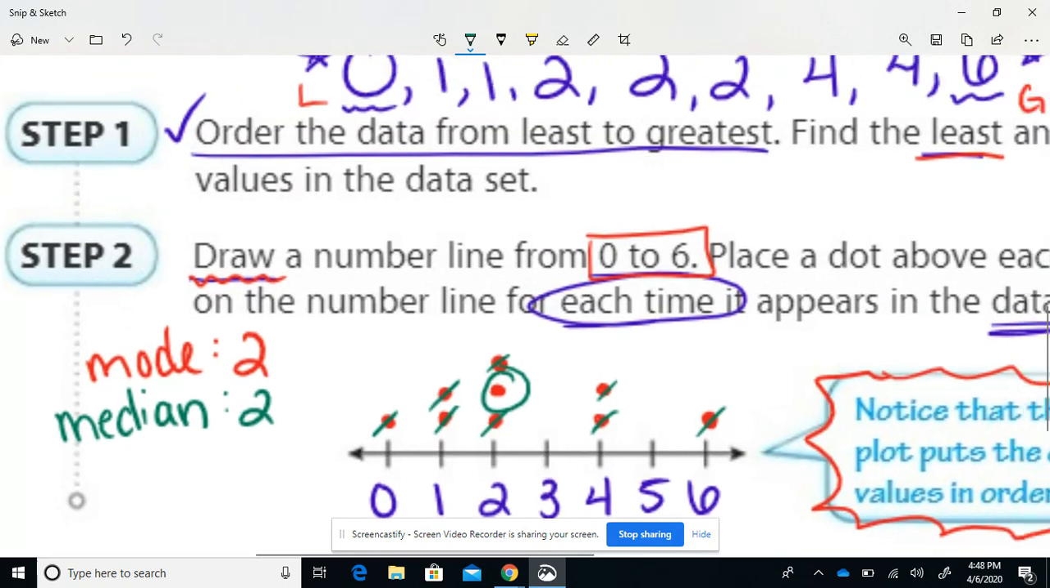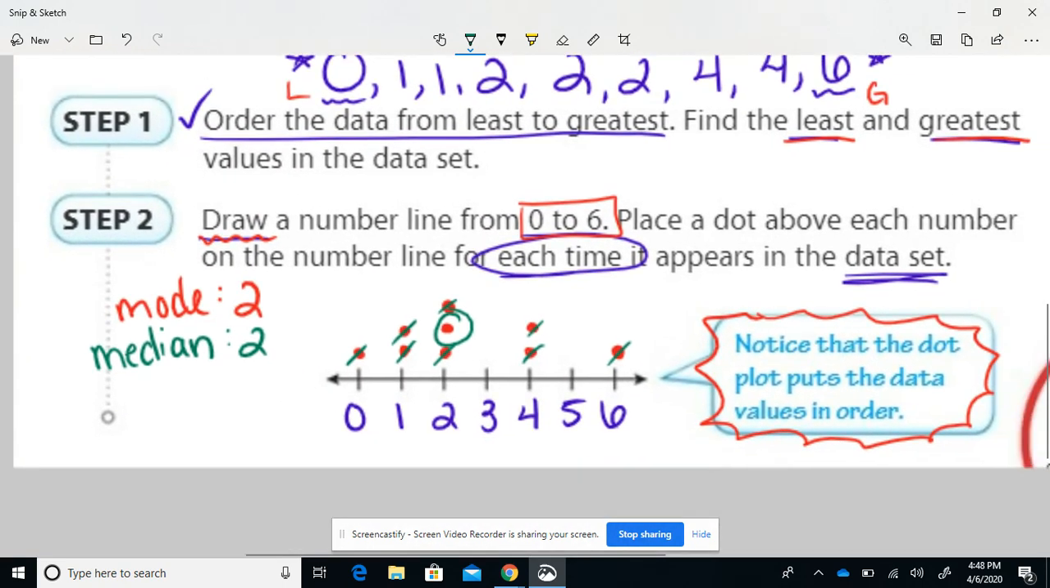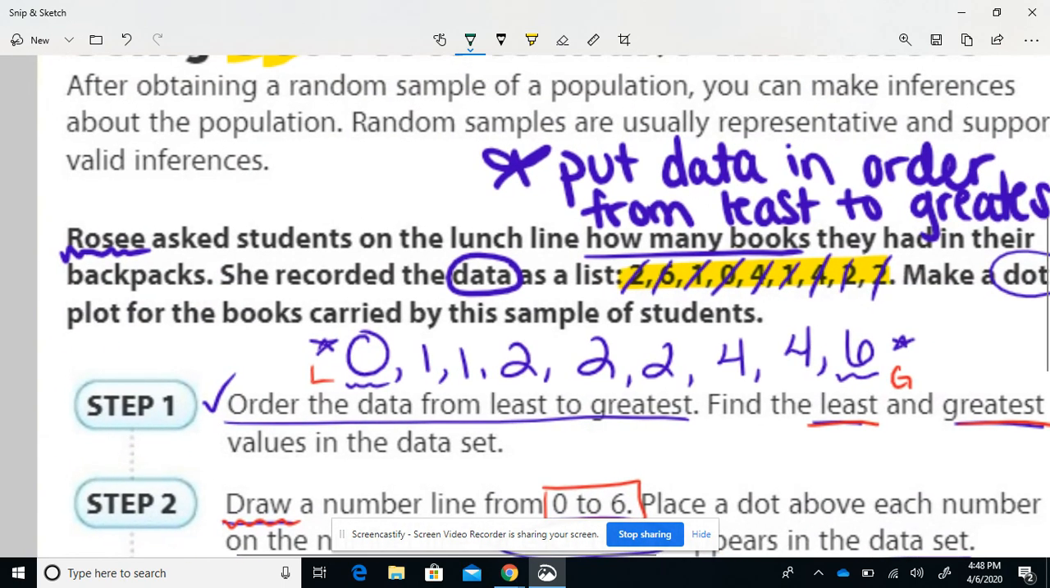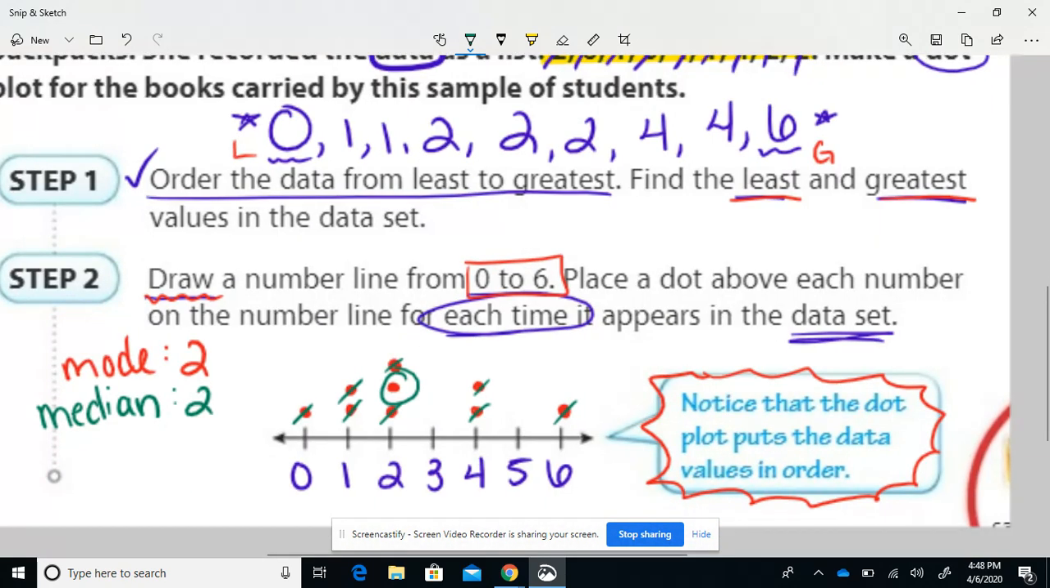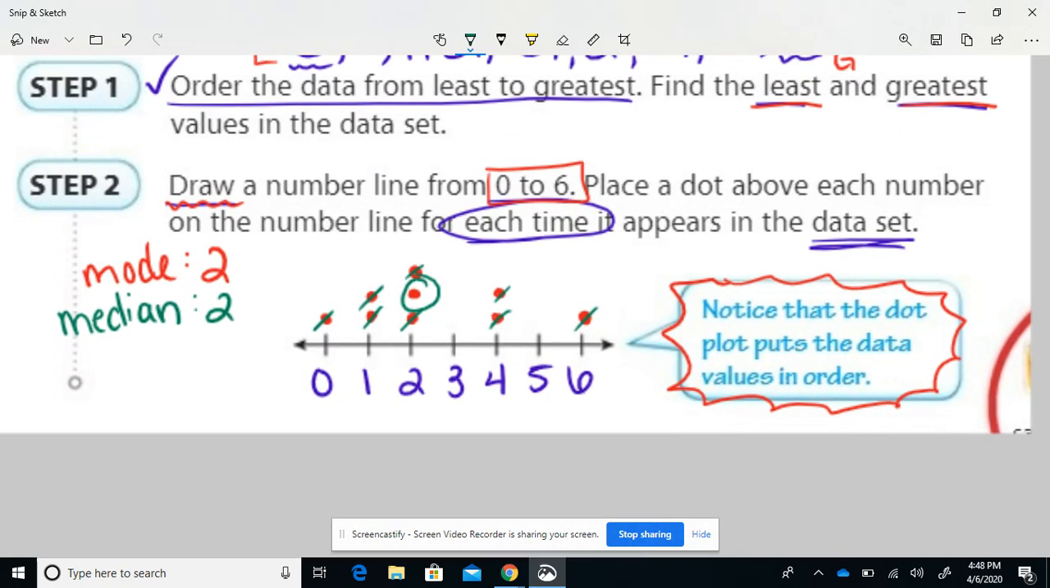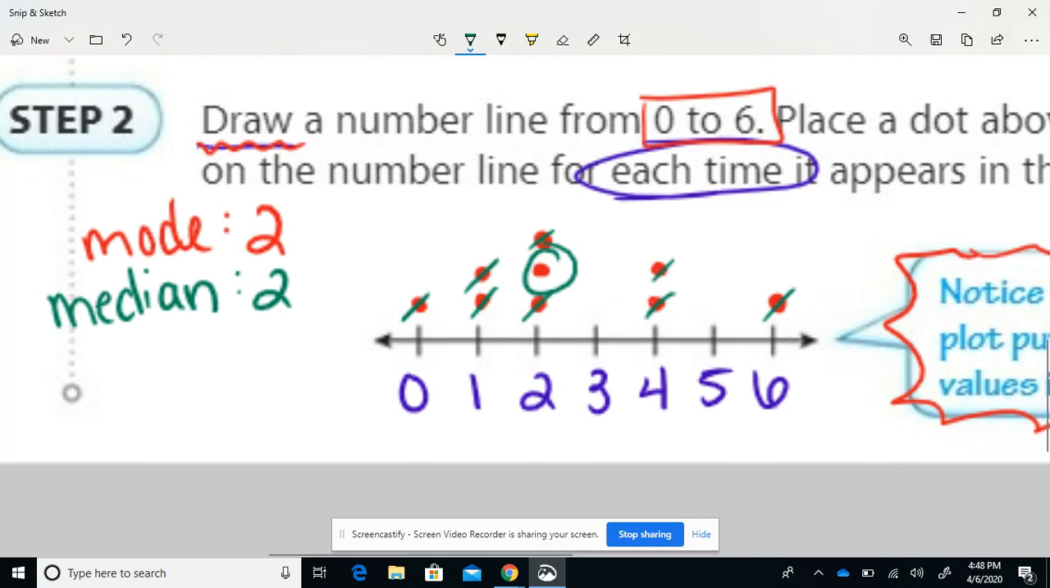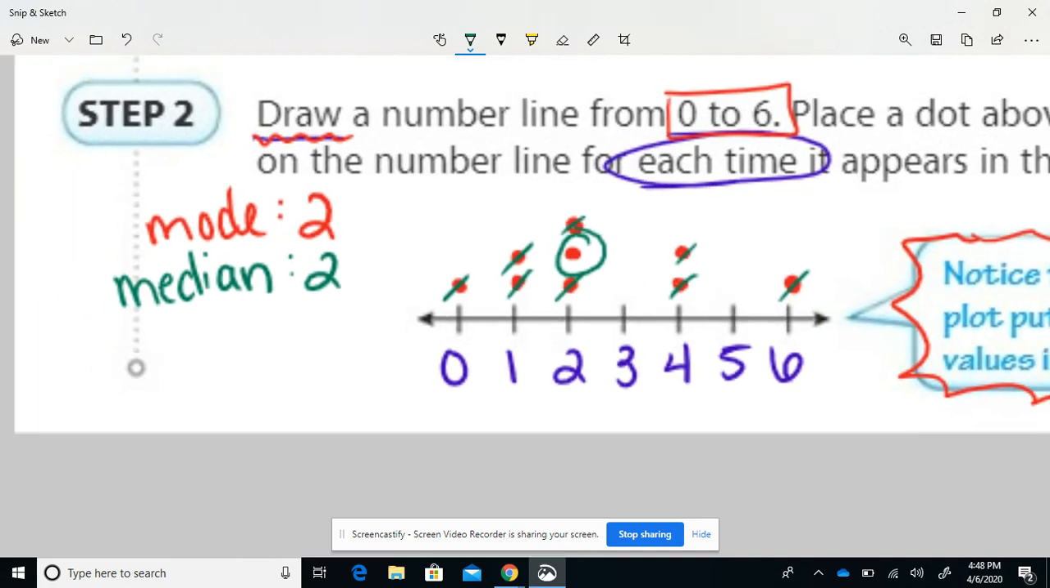Other than that, we can draw some conclusions. We see that the mode of this data set is 2. We can draw a conclusion that the most students in Rosie's class carry about two books in their book bags. If we wanted to, we could find the mean of this information, and then it would give us an average of how many books those students carry in their book bags. It just lays out the information so it's a little bit easier for you to look at.